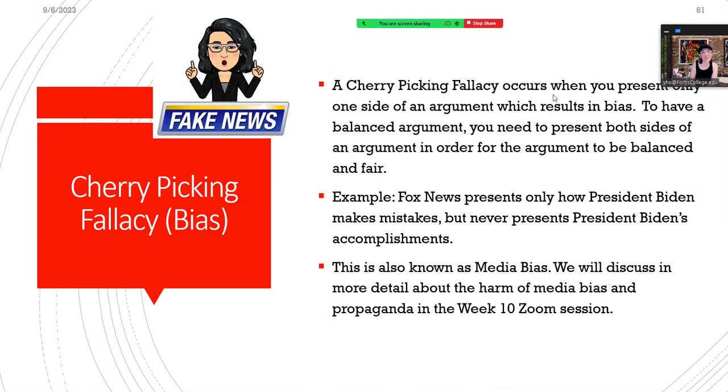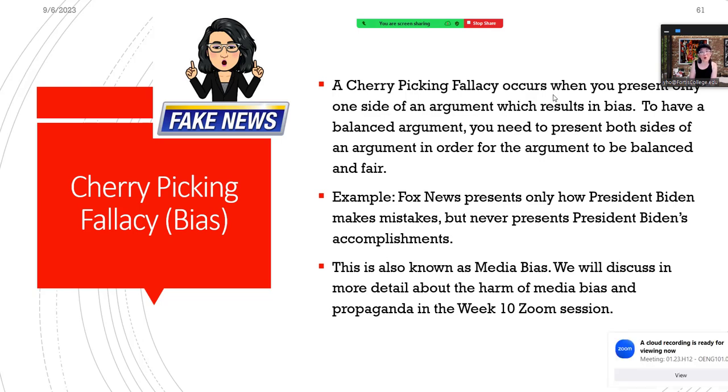Cherry-picking fallacies means that you only present one side of an issue. On Fox News, if you go to foxnews.com, they're very, very pro-Trump. Everything is Trump could do no wrong, and Biden is old and incompetent. That is very cherry-picking because you're only biased towards one side, the Republicans. Then if you go to CNN or MSNBC, they think that Trump is terrible, Biden can do no wrong, so they're all for the Democrats.